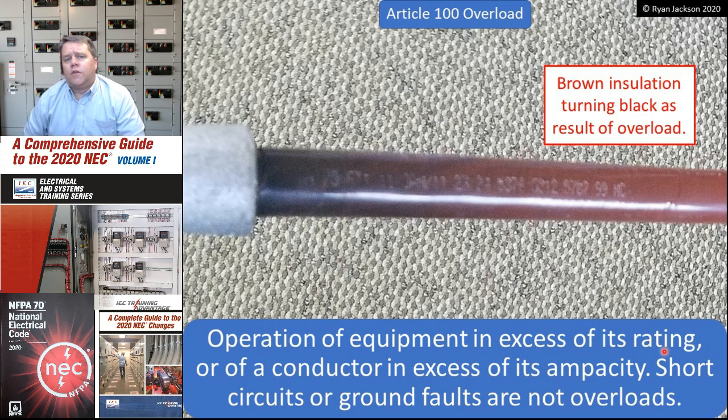The other type of overcurrent condition we have to protect against is an overload. An overload is operation of equipment in excess of its rating. Okay, so if the equipment is pulling, because of some sort of malfunction, more current than what it's rated, that would be an overload. But today we're going to be talking about the second part, operation of a conductor in excess of its ampacity.